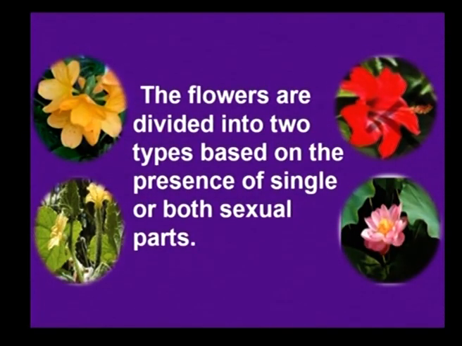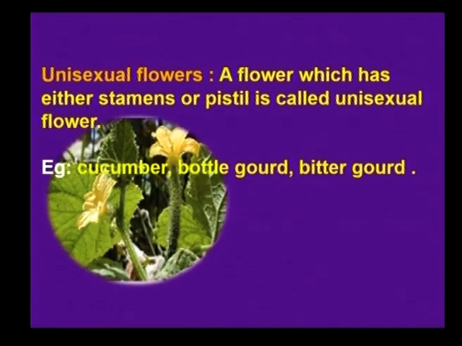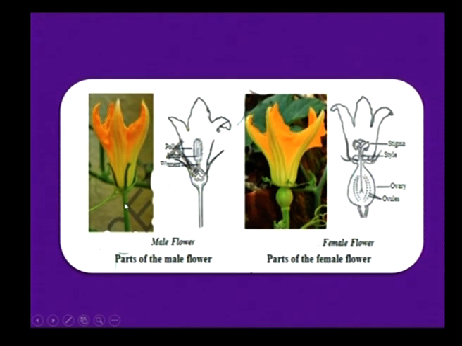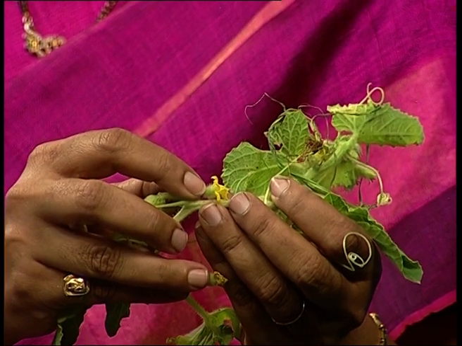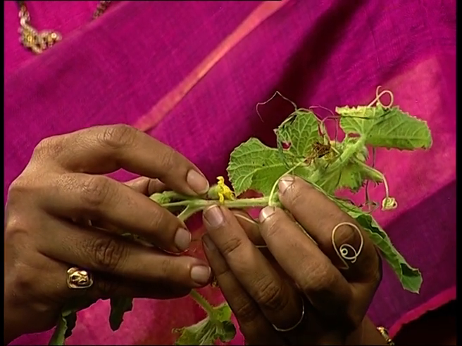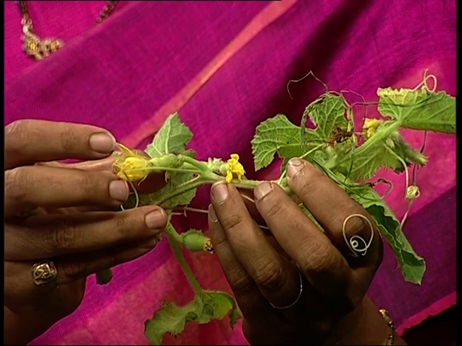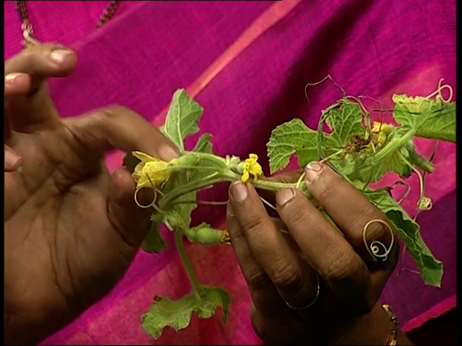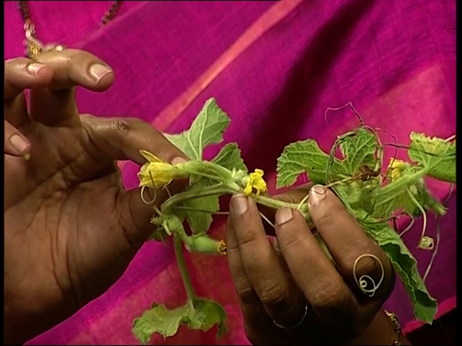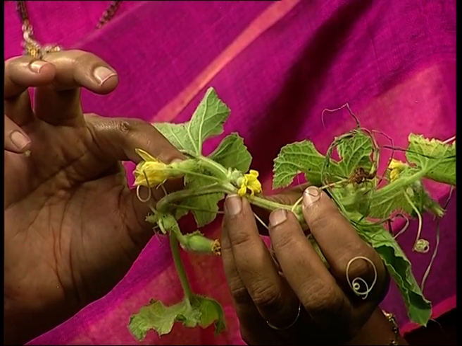Flowers are also divided into two types based on the presence of single or both sexual parts. Unisexual flowers are the flowers which have either stamens or pistil. Examples are cucumber, bottle gourd, bitter gourd. Observe here, children, this is the male flower and this is the female flower. This is the male flower of the plant. In this, the female part is absent, and this is the female flower. Here the male part is absent. You can see the difference between the male flower and the female flower. At the base of the female flower, you can see a small fruit-like structure.